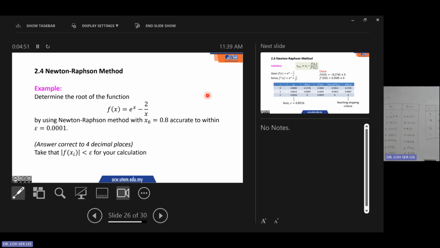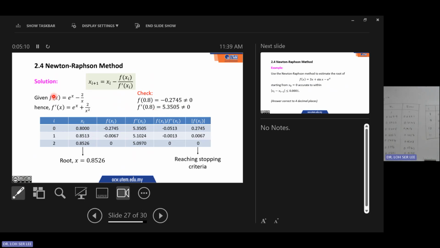Now we look at the first example. Determine the root of this function using Newton-Raphson. You are given the starting point, and it must be accurate to within 0.0001. So we take this as the stopping criteria. This is your f(x). So we need to differentiate f(x). Differentiate e^x, we get e^x. Differentiate this one, we get this.